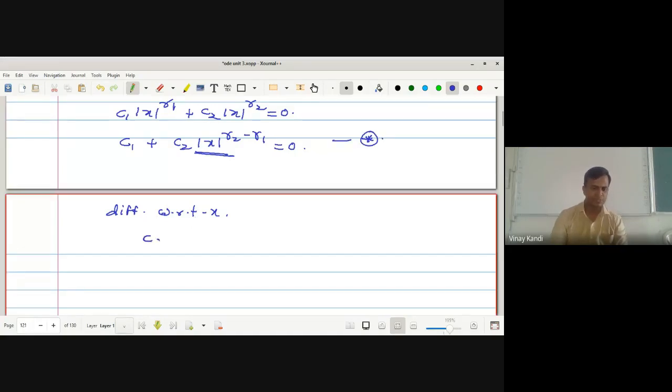Okay, so we get C2 into r2 minus r1, into mod x raised to r2 minus r1 minus 1, and into derivative of mod x, that is mod x upon x, is equal to 0. Did anyone understand how this came about? The derivative of mod x is mod x upon x.